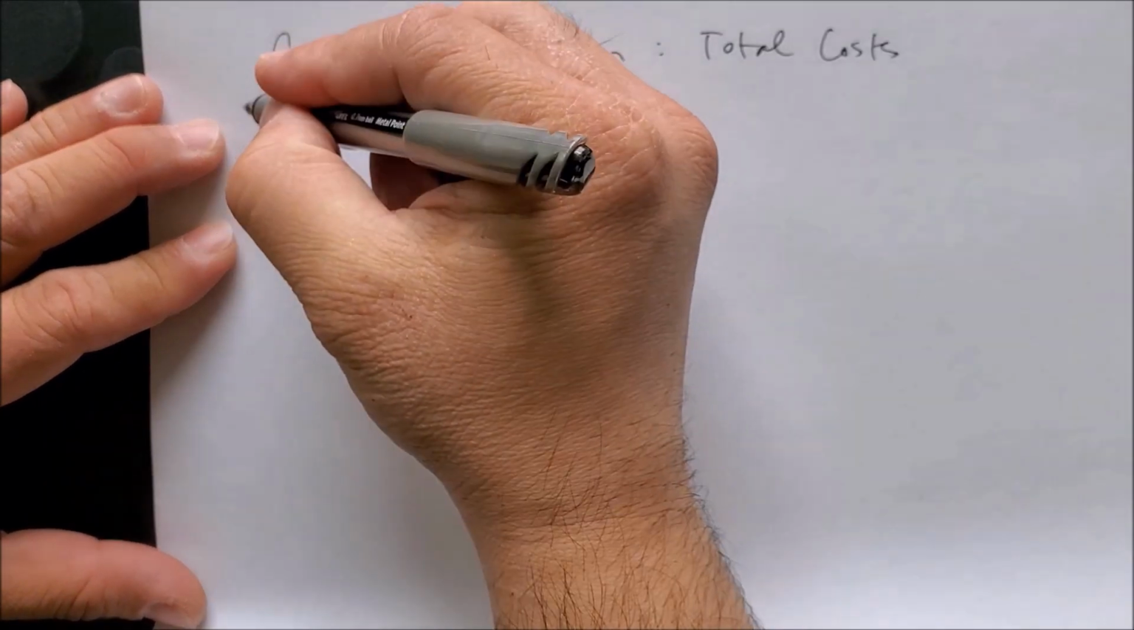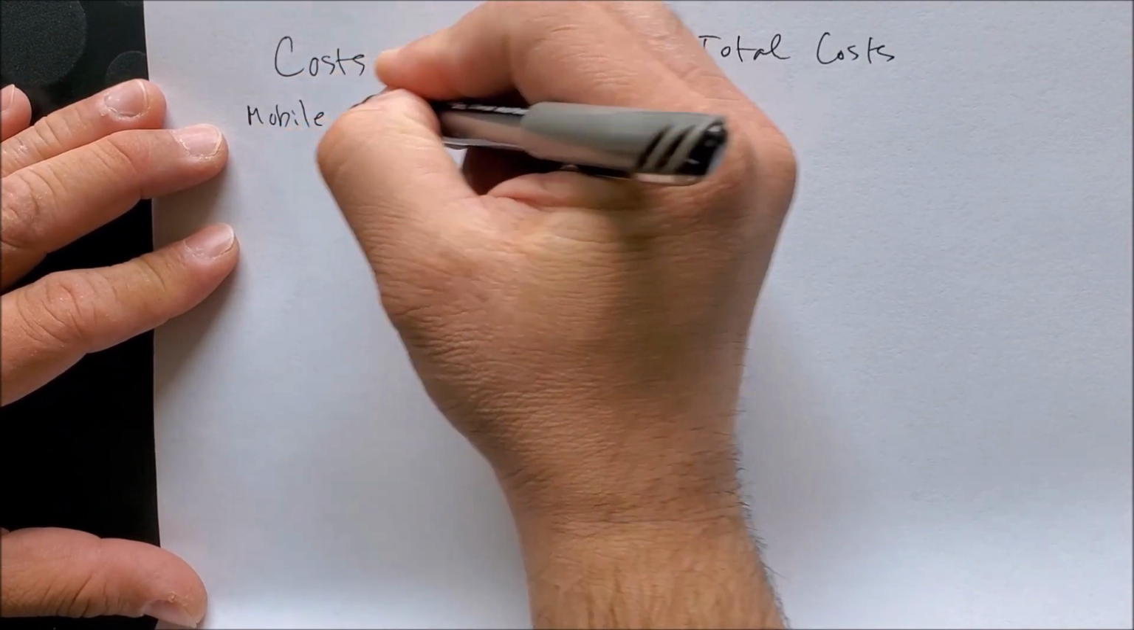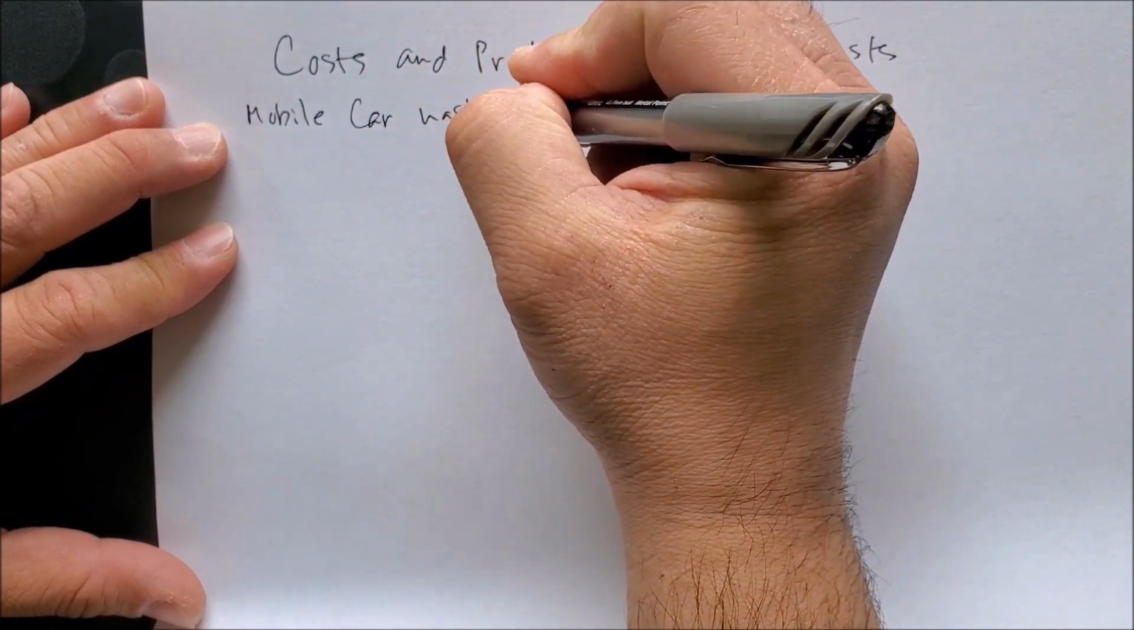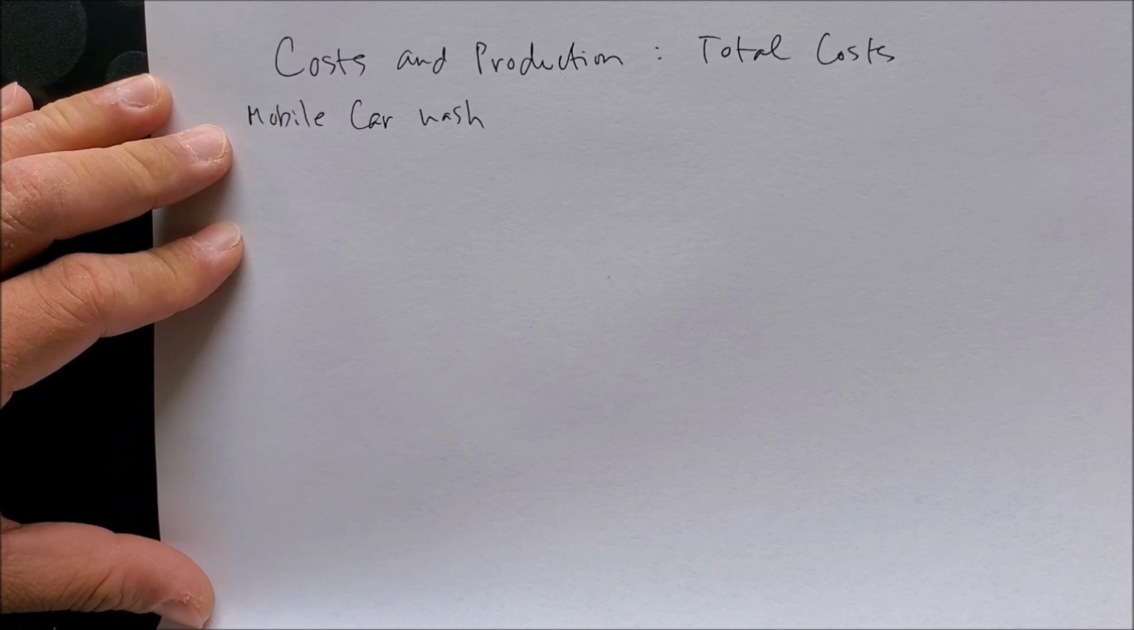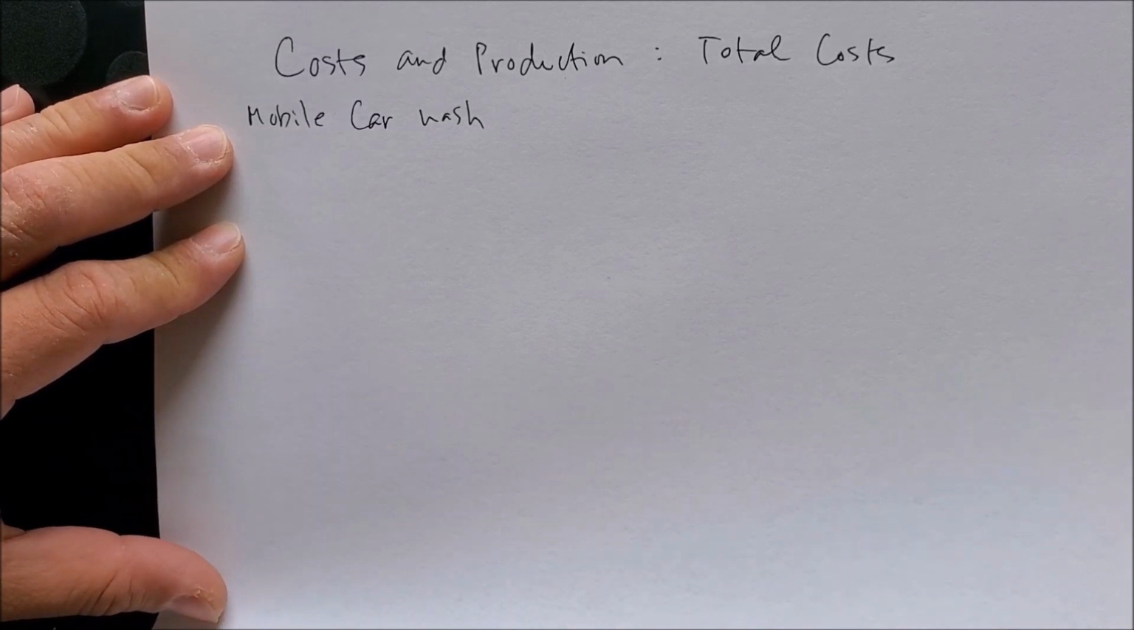Let's use the example in this case of a small business. Let's call this the mobile car wash that you may have in mind. You may use today's internet access to find clients, a much more efficient way to go to a person's home and wash their vehicle. So a mobile car wash business is our example for today.